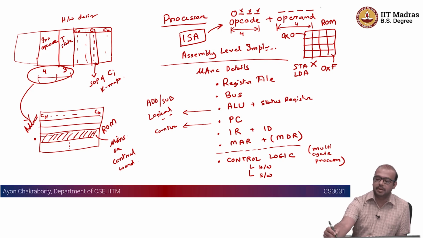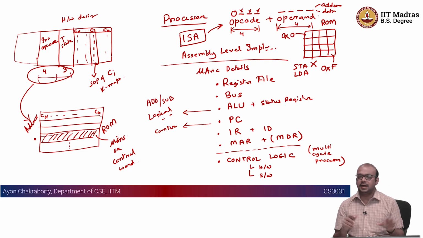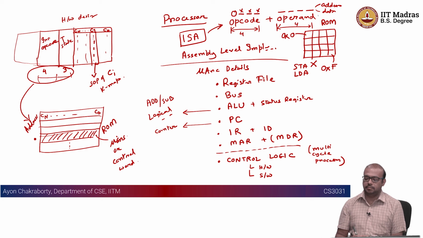If it is a memory instruction, it could be an address, or if it is an immediate instruction, this is going to be data. Okay, so either data or address, right? And that is probably all, right?